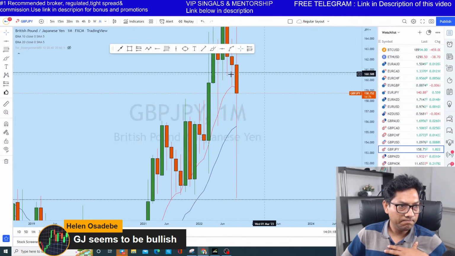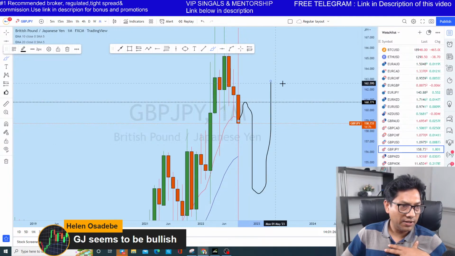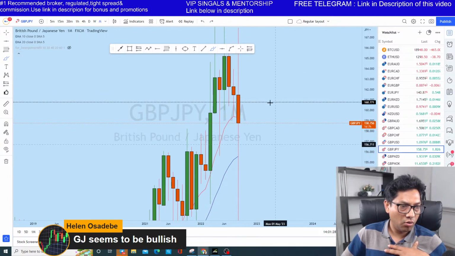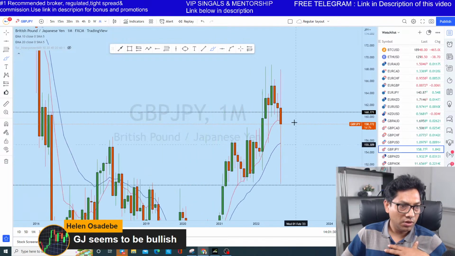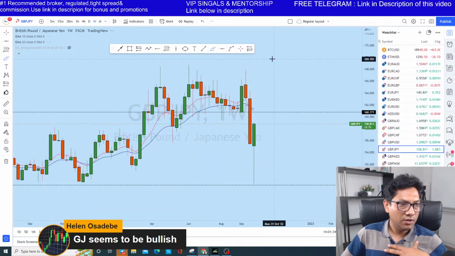I think we might see first a push up, come down, push up like this. We might see a very long consolidation in this zone. It's a big zone, so it should be okay for us to trade.